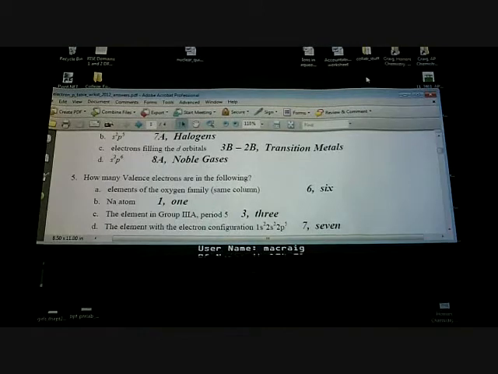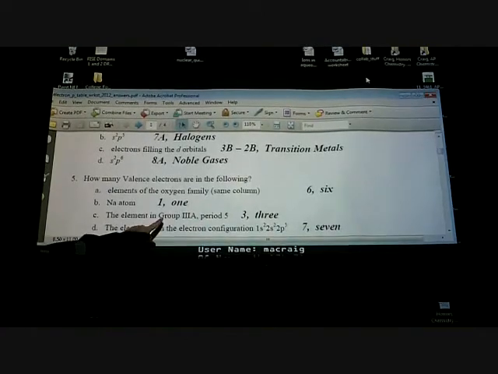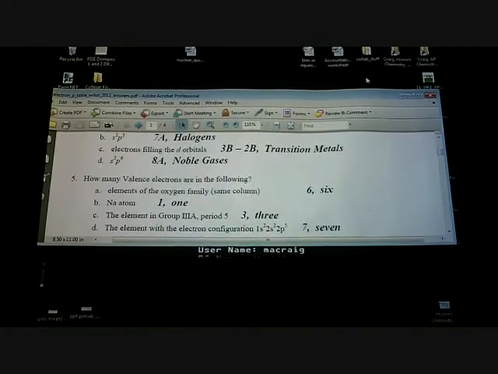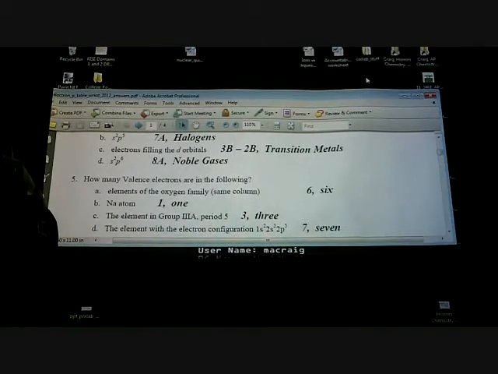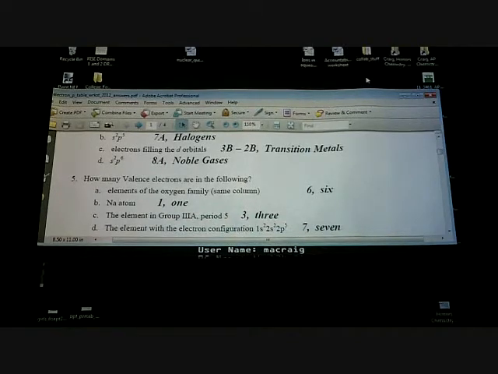Can you explain this one? How to do it: find the element, go all the way to the top. Whatever A it is, that's how many valence electrons. Again, it's the number of electrons in the outermost S and P orbitals. So no B's. Whatever column it's in, go up, and you'll see a number and a letter A. That tells you how many valence electrons.